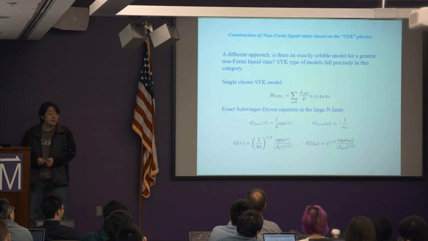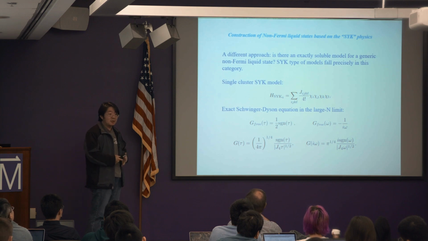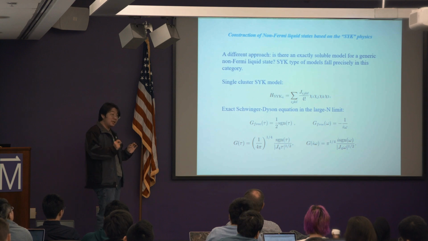This is only at particle-hole symmetry. For Majorana fermions, there is automatically a particle-hole symmetry. But for complex fermions, the solution is slightly more complicated. But the scaling dimension is the same.